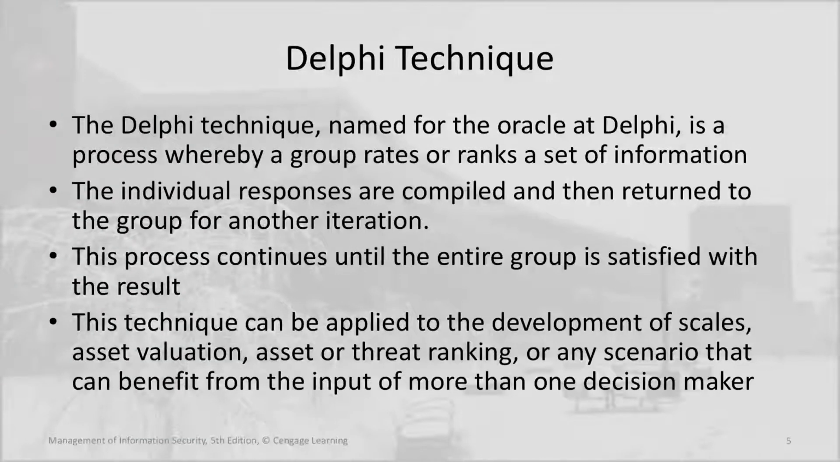The Delphi Technique, named for the Oracle of Delphi, is a process whereby a group rates or ranks a set of information. The individual responses are compiled and then returned to the group for another iteration. This process continues until the entire group is satisfied with the result. This technique can be applied to the development of scales, asset valuation, asset or threat ranking, or any scenario that can benefit from the input of more than one decision maker.